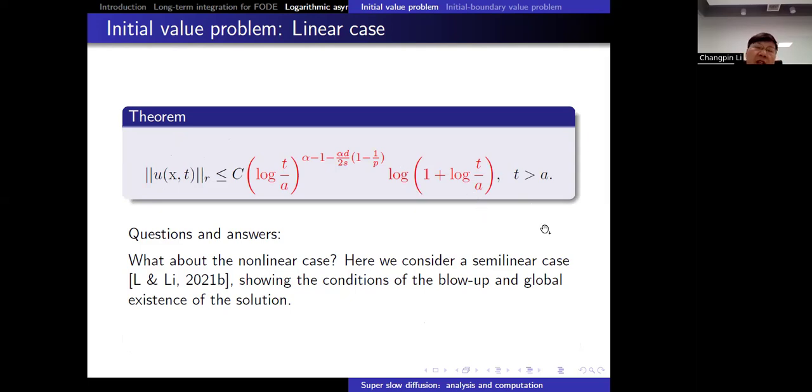So in that part, we considered the linear case for the initial value problem. So what about the nonlinear case? Here we only consider the semi-linear model, showing the conditions for the blow-up and the global existence of a solution.